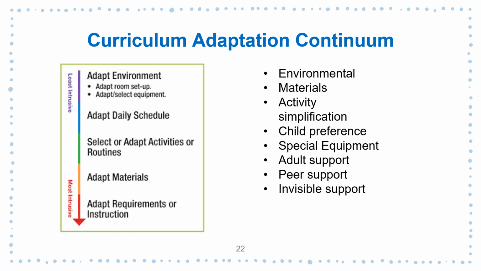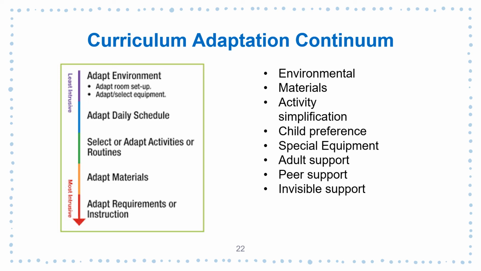And remember, just like visuals, we have to teach how to use an adaptation. So if it's something to the environment, maybe you don't need to teach that per se. But if it's different materials, maybe you need to point that out and show the child how they use the material, how they use this special scissor. Most of these adaptation types are self-explanatory, but I did want to explain just a few on the right-hand side.